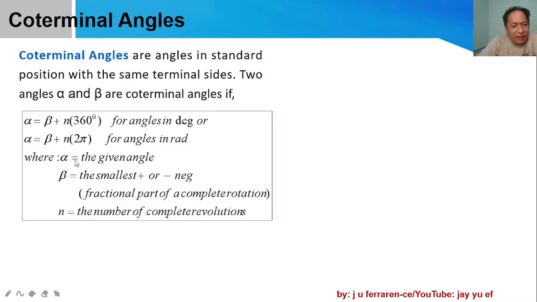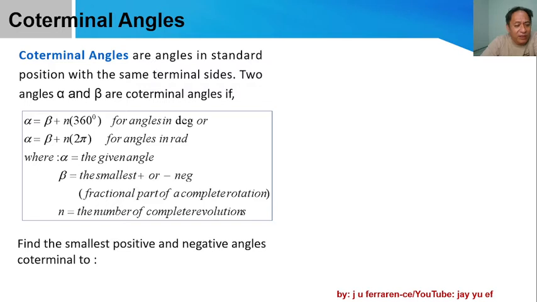Now, what's alpha? Alpha is the given angle, while beta is the smallest positive, or it can be the smallest negative, which is the fractional part of a complete rotation. So it is the smallest positive angle if the given angle is also positive. But it is the smallest negative angle if the angle alpha is also a negative angle. While n represents the number of complete revolutions. But before using this formula, let us solve the problem by first using the geometry of the figure only.